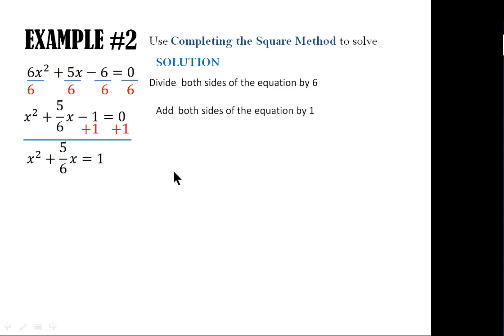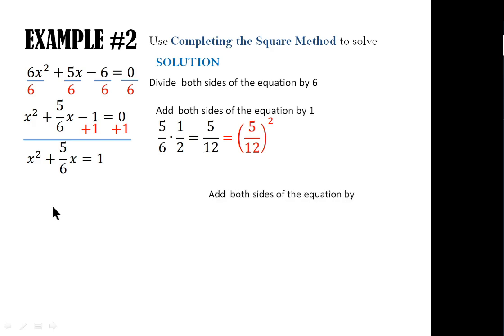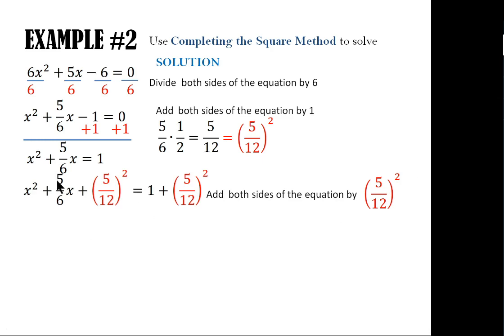Next step, the numerical coefficient of x, we're going to divide this by 2, or we can multiply this by the reciprocal of 2, which is 1/2. So 5 over 6 times 1/2 is equal to 5 over 12. And then you have to square it. The result of this will be added to both sides of the equation. So we have x squared plus 5 over 6x plus 5 over 12 squared is equal to 1 plus 5 over 12 squared.